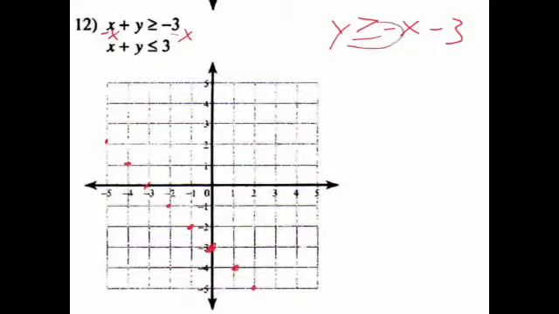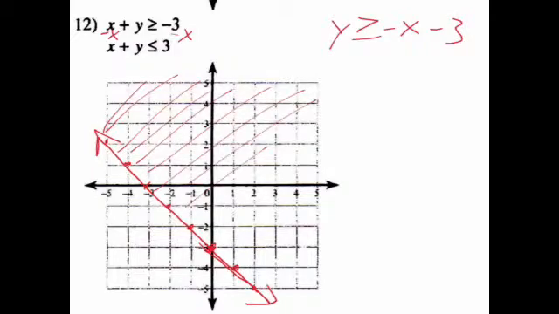And since this can be equal to, I'm going to do a solid line, just like so. And since it says greater than, you shade up above my line. So that's going to be this way. Shade, shade, shade. Just like so. And that's my first inequality.